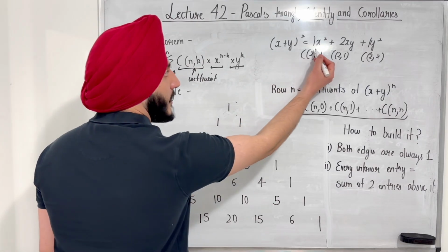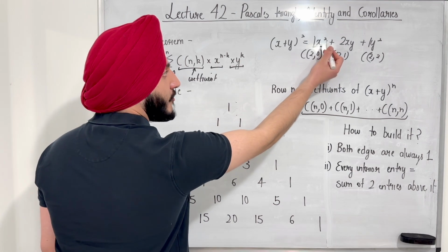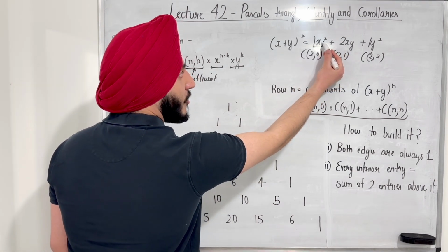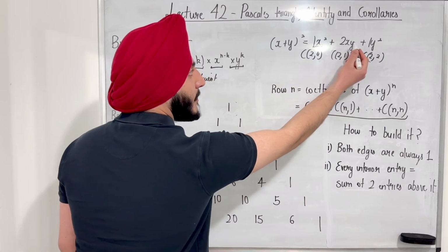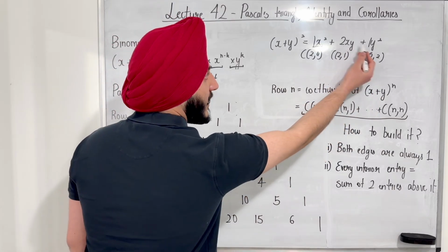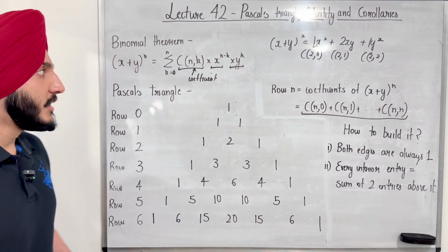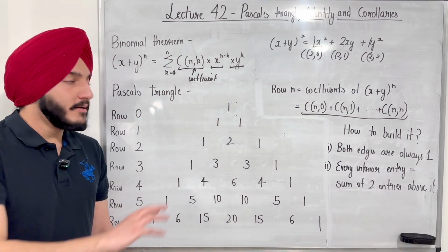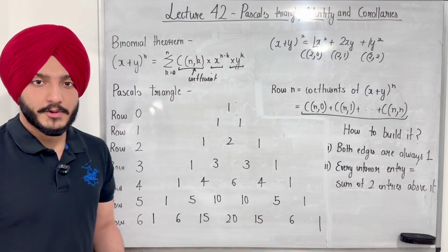So if you look at this example, you started with x squared, which is x to the power of n. Then you reduce the power of x by 1. That's why you have just x over here, and you multiply it by 1y. Then you reduced x completely, and you're left with y squared. So I hope that makes sense. Okay, so I hope you're able to understand this entire concept of the binomial theorem, right?